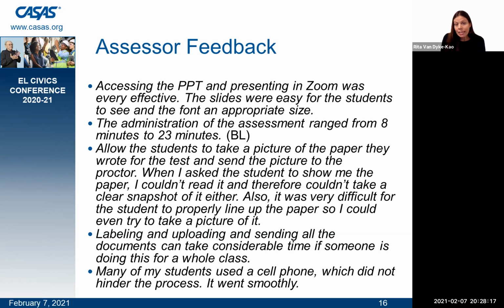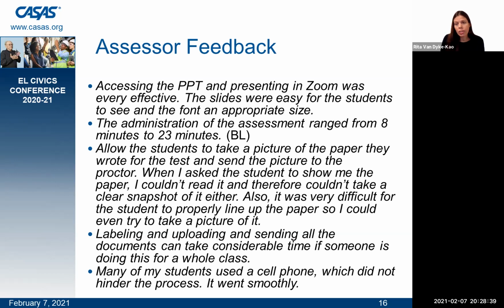So for example, accessing the PowerPoint and presenting in Zoom was very effective. The slides were easy for the students to see and the font an appropriate size. So most instructors really like the PowerPoint and sharing that in Zoom. They were used to that already, teaching remotely, sharing PowerPoints.